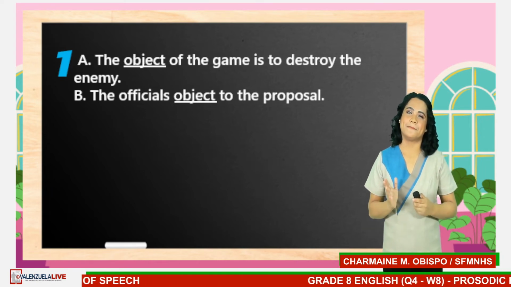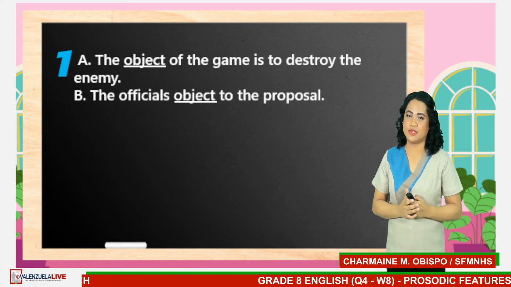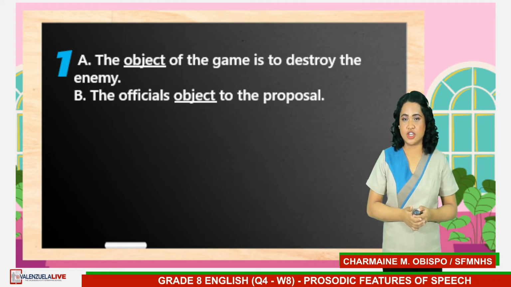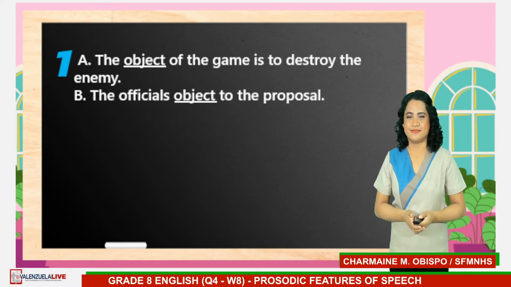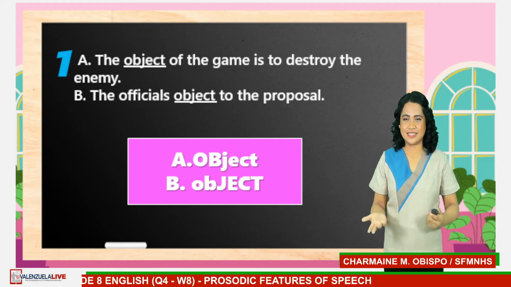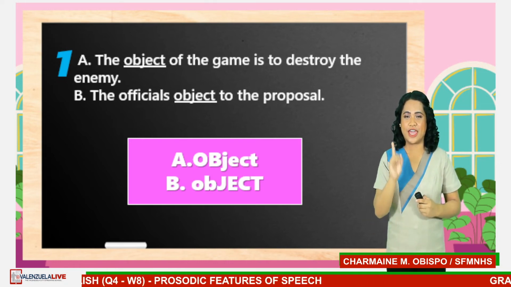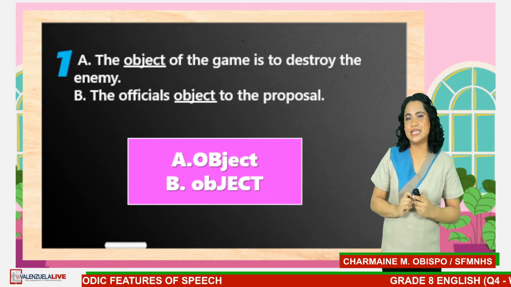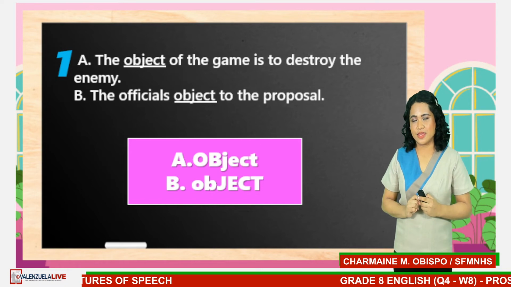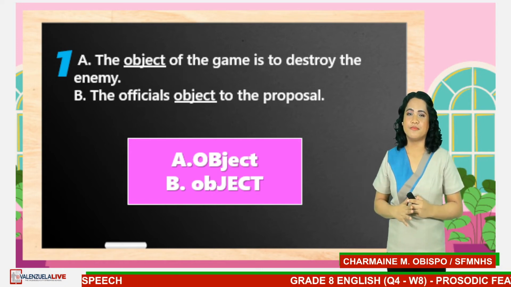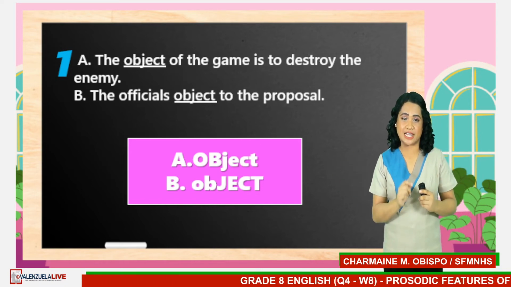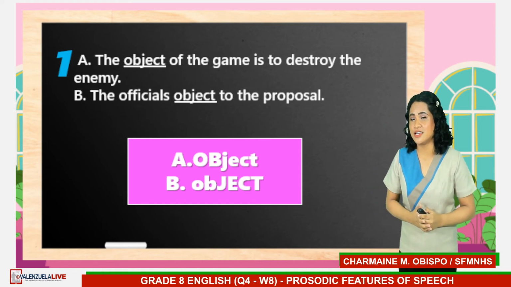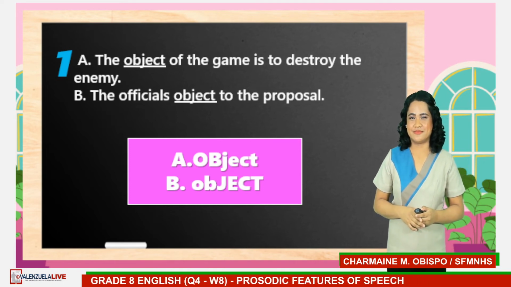Number 1. A. The object of the game is to destroy the enemy. B. The officials object to the proposal. For this example, the answer for letter A is OBject. The stress falls on the first syllable since the word is a noun. And in here, the answer in B is obJECT. The underlined word is a verb. Therefore, the stress falls on the second syllable.